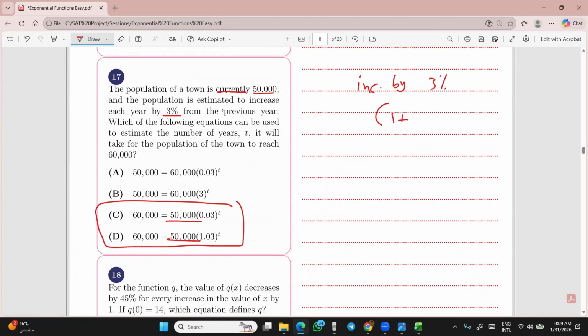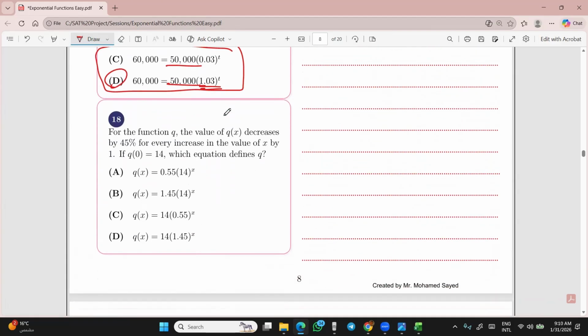Increase by 3% means 1 plus 3%. And you know 1 plus 3% is 1.03. So this number should be written inside the parentheses. 1.03 is here, not C. This is 0.03. So always, increased by means 1 plus; decreased by means 1 minus. So always consider 1 when you see a percentage and a word like increased by, decreased by, or greater or less.